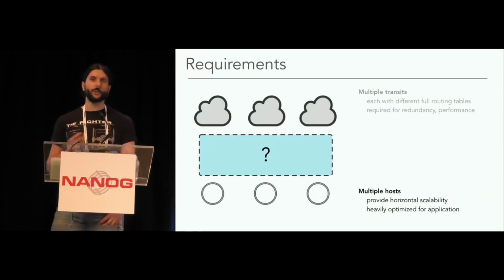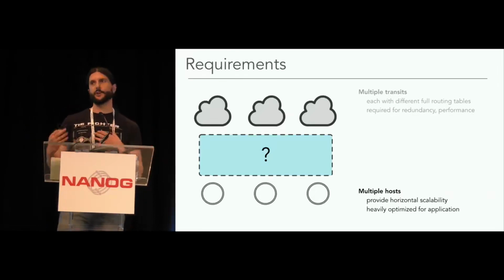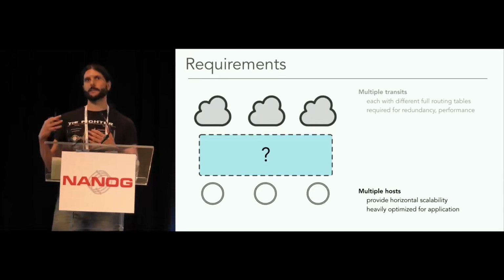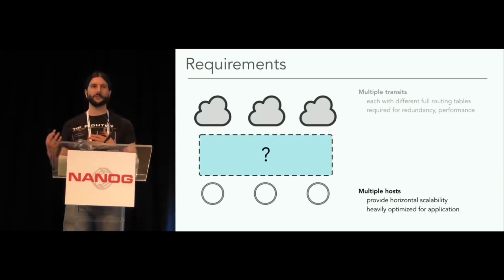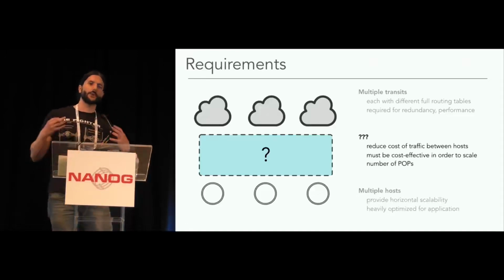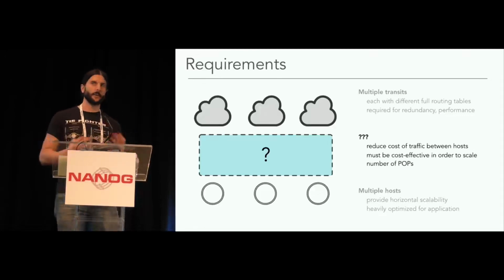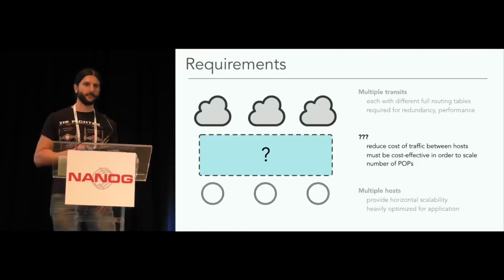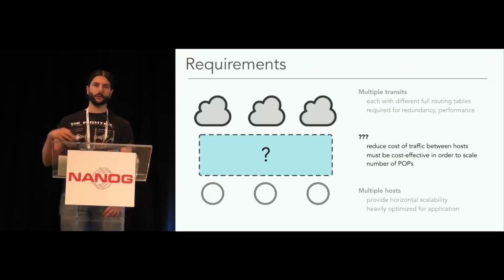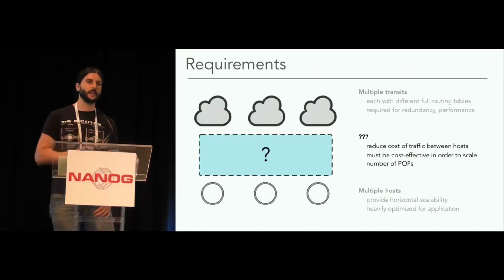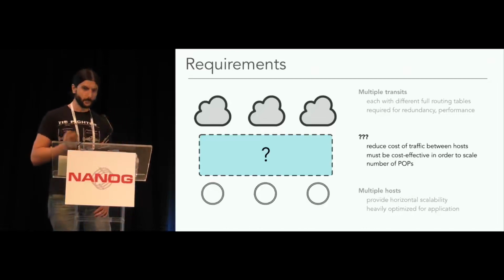The second requirement was that the company was fairly new, so it's impossible to predict usage or growth. So the architecture had to scale out horizontally with demand. And then finally, we have to connect those hosts to the network. And again, it's a fairly new company, so money is kind of a constraint. So we had to be able to connect all those hosts to all those transits in a cost-effective way.